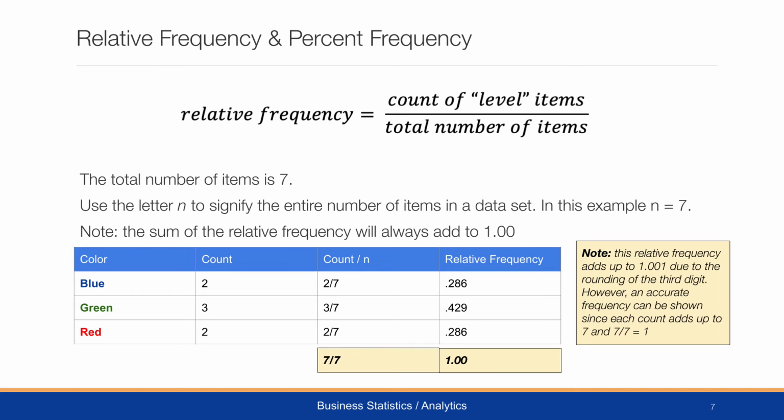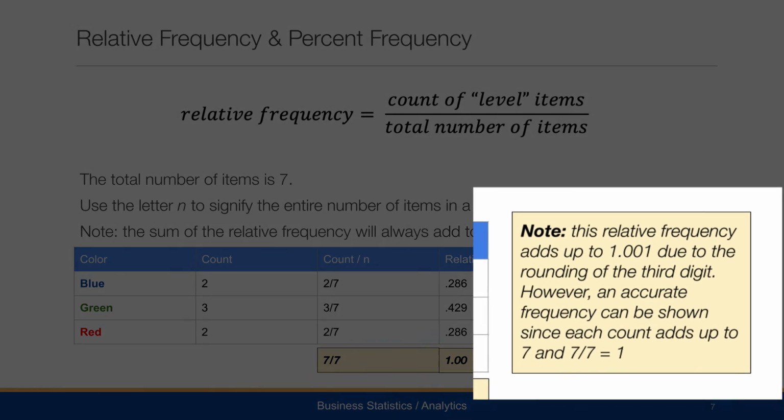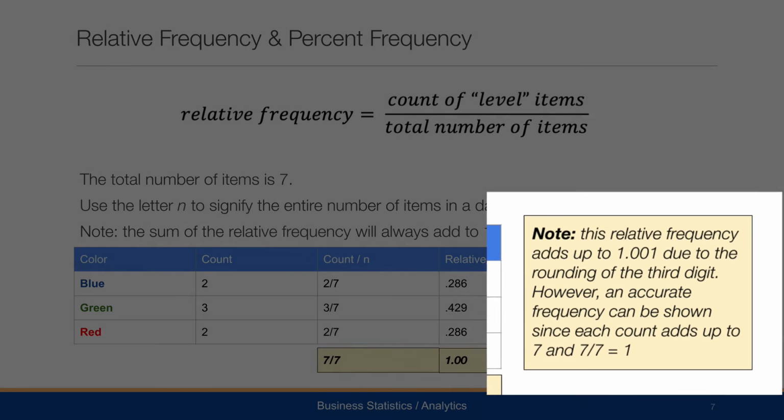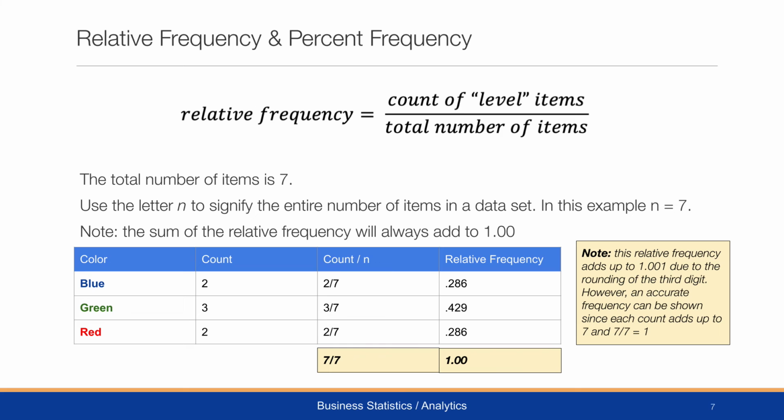So the relative frequency for blue is 0.286 or 28.6%. In green, it's 0.429 or 42.9%. And the red also is 0.286 or 28.6%. Now, if you do this in Excel, you might get a little bit off because of some rounding. If you did it this way, you'd see that it would turn out to be 1.001 due to rounding of the 3rd digit. But if you do an accurate frequency, you can easily see that if you added up all those counts, 2, 3, 2, you would get 7. You divide by 7, and you would get basically 1.00. So you can always round to that 1.